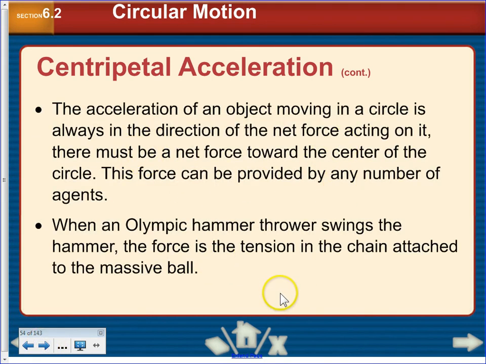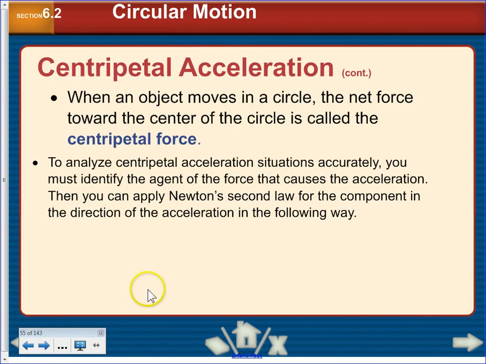Acceleration of an object moving in a circle is always in the direction of the net force on it. So the net force is always going to be towards the center, and it could be provided by any number of agents. For instance, you see the guy swinging that Olympic hammer. The force is the tension on the chain connected to the massive ball. So that chain's exerting a force, and what are we going to call that force? We're going to call that force centripetal force, this force resulting from centripetal acceleration.